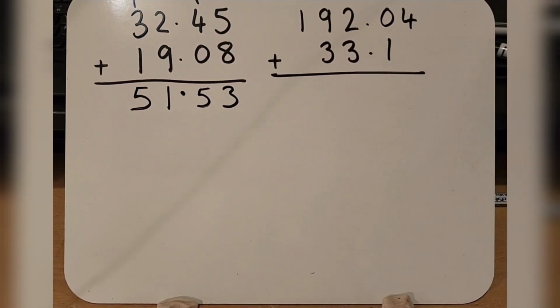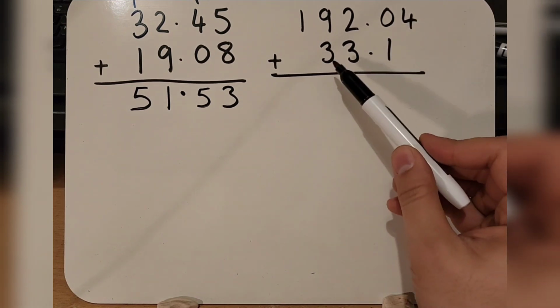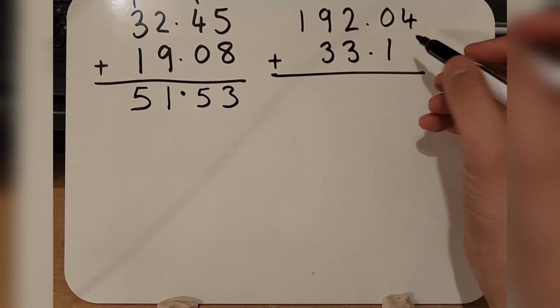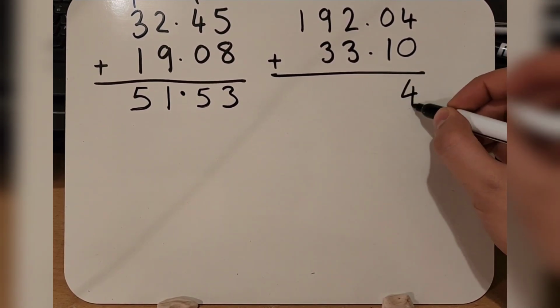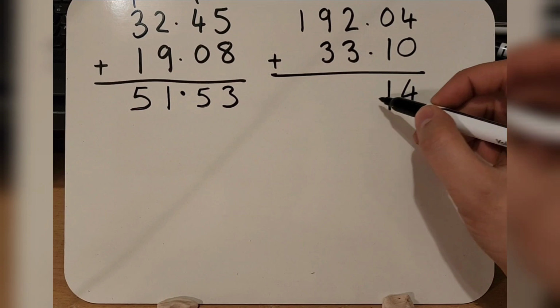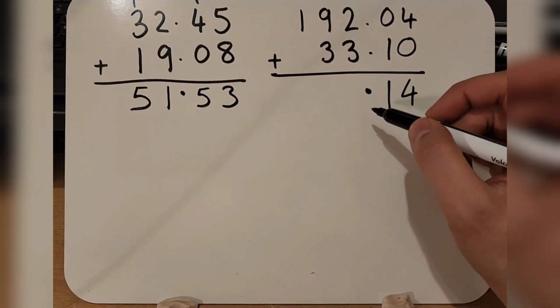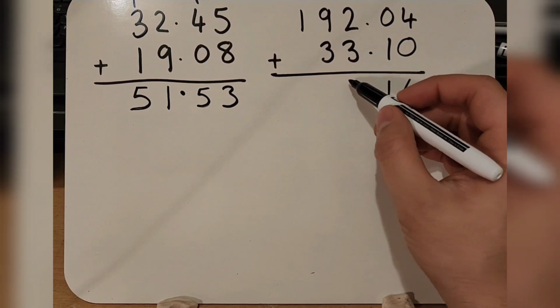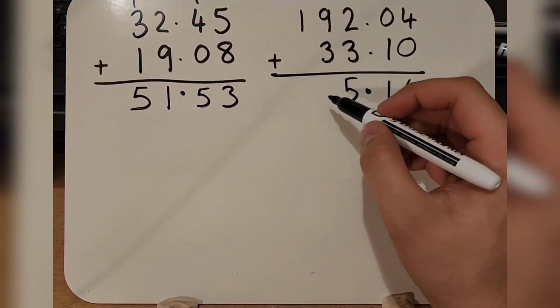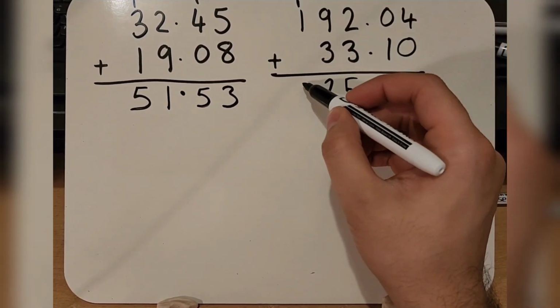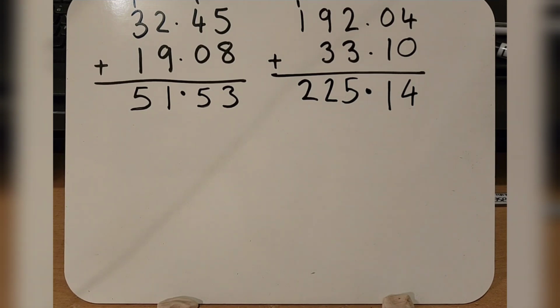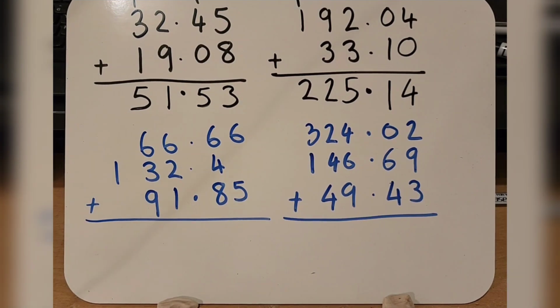Okay, let's have a look at this second one. 192.04. The 4 is in the hundredths column. And here, this is just 1 decimal place, 33.1. We're best off putting a 0 there. It's a good practice to get into. It helps us line everything up nicely. Obviously, we see this is 4 and 0 is 4. 0 and 1 is 1. Make sure that decimal point is in the right place. 2 and 3, 5. 9 and 3 is going to be 12. So let's carry that 1. We've got 2. 225.